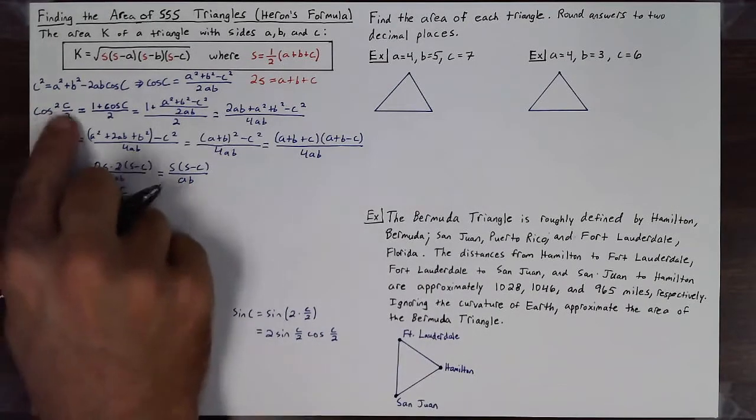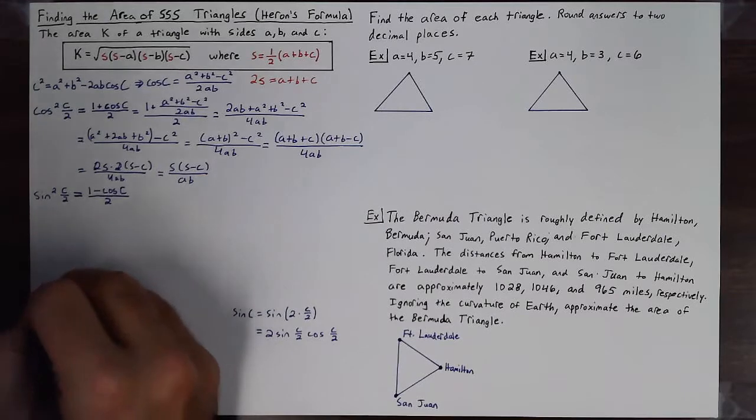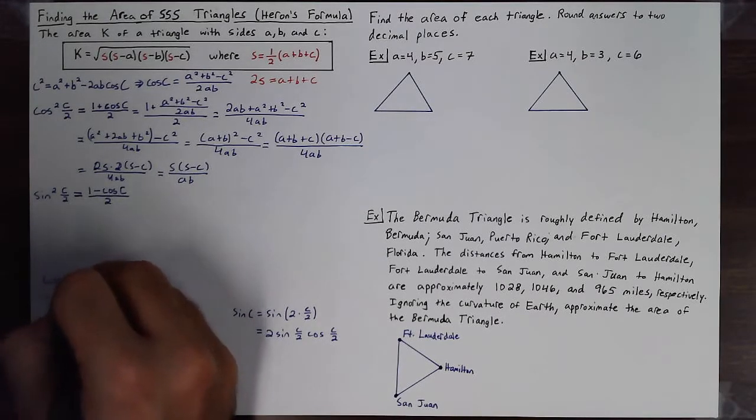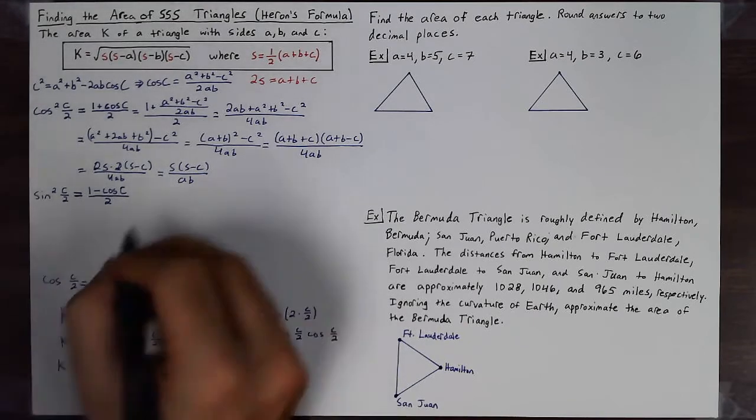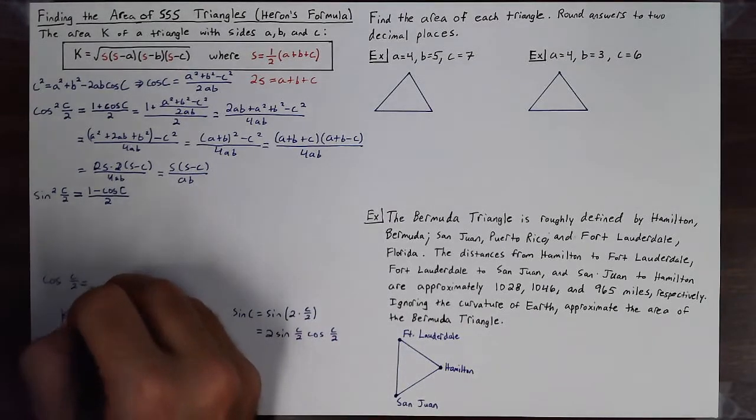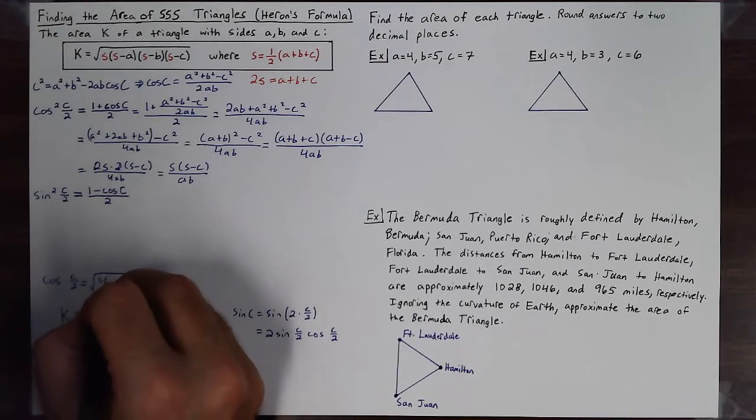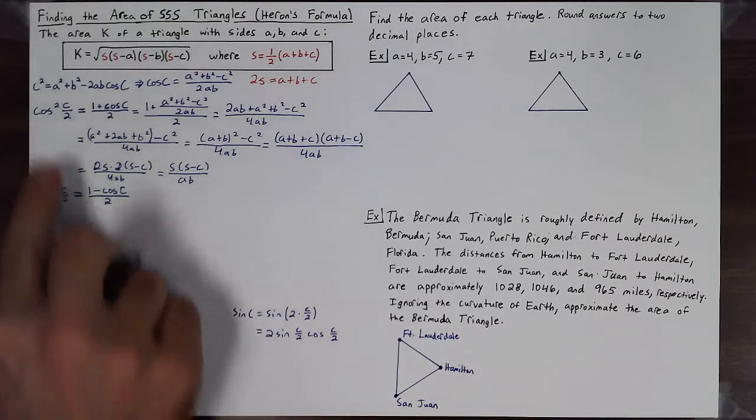So that's what cosine squared of C over 2 is equal to. If I want to find out what cosine of C over 2 is equal to, I just take the square roots. So I'll get the square root of s times s minus c all over ab, just by taking the square roots.